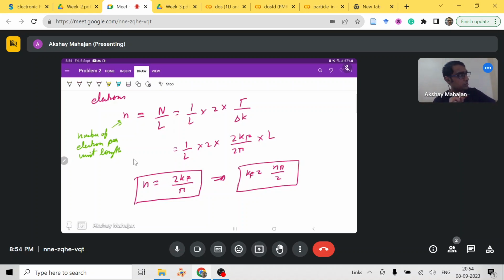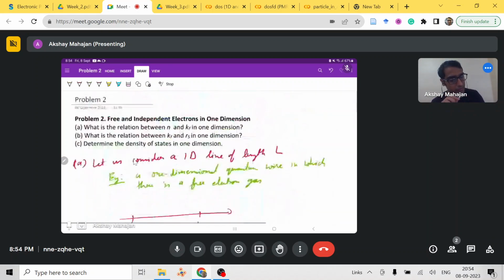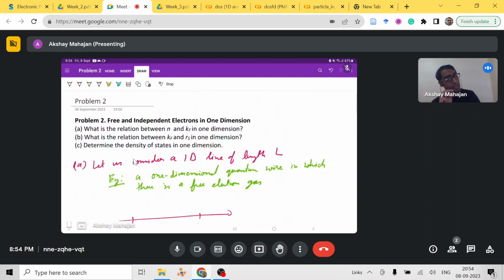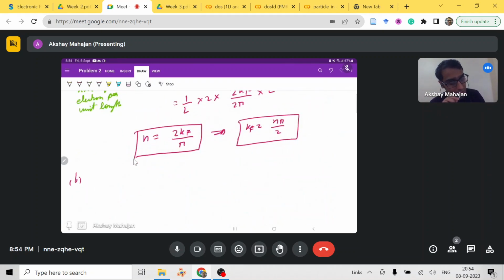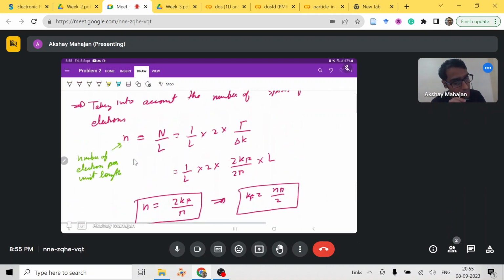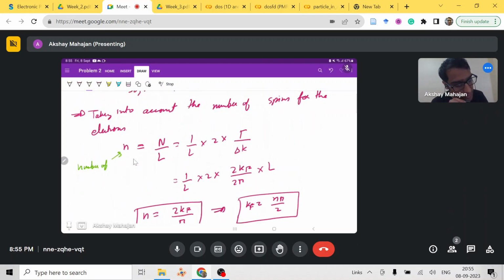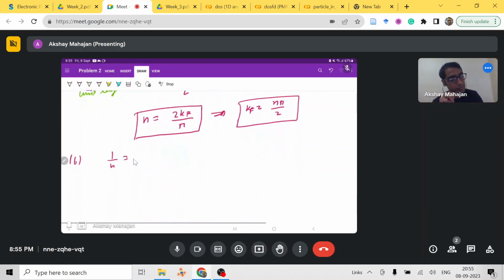Alright, let's go to part B and part C quickly. Part B asks: what is the relation between kf and rs in one dimension? Again we are going to ask the same thing. So again we have 1 by n, where n is the number of electrons per unit length. So 1 by n will be equal to 2 times rs, which gives us the length occupied.